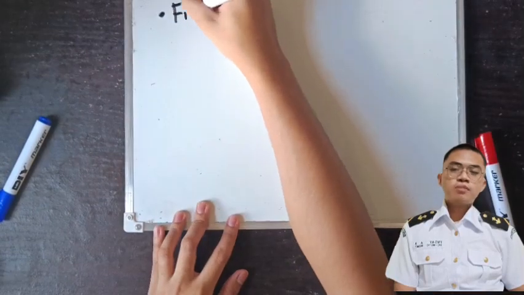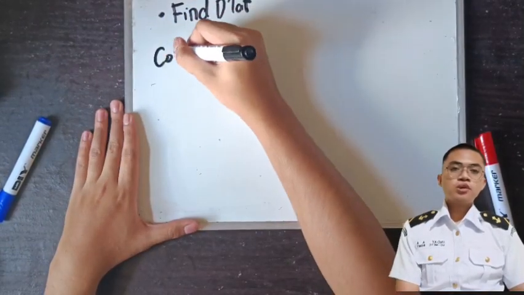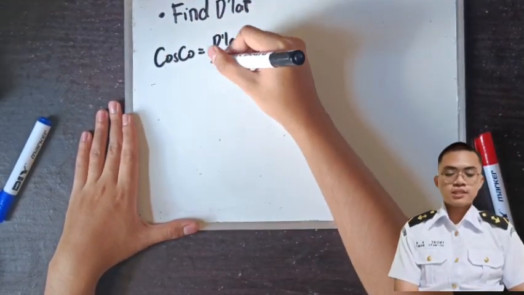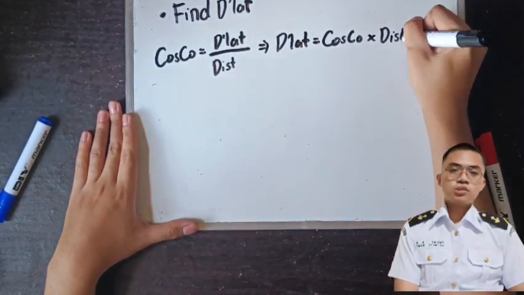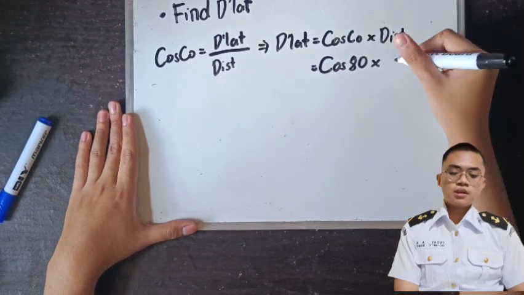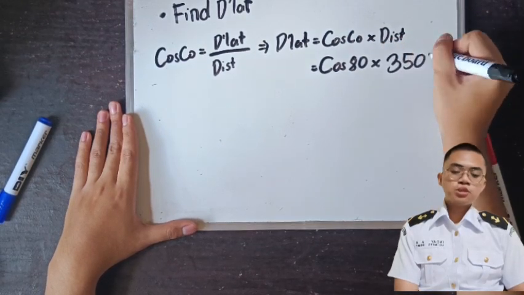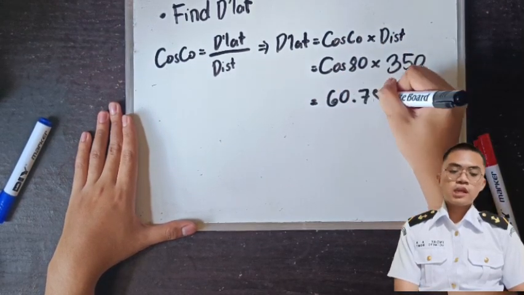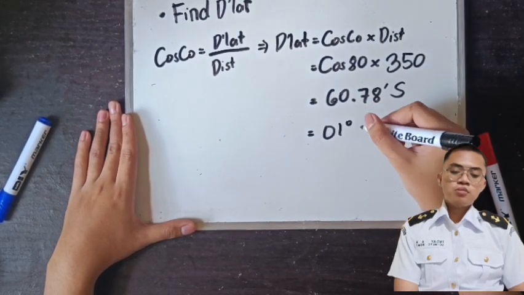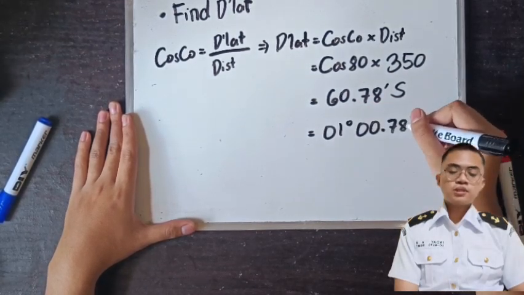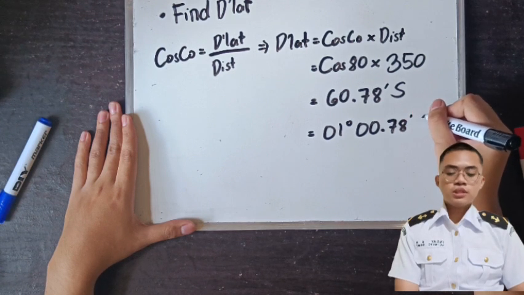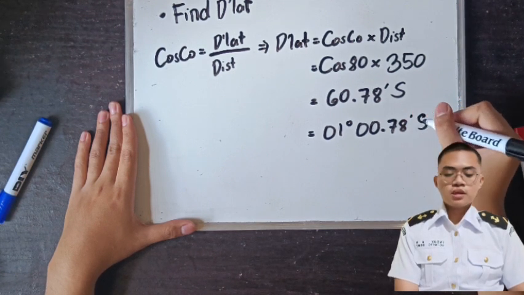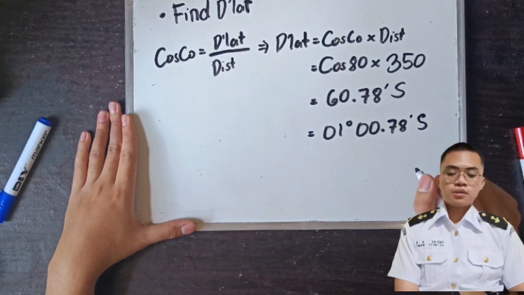We can obtain this by using the formula cosine course is equal to d lat over distance, and changing it into d lat is equal to cosine course times distance. Substituting the variables, we have cosine 80 times 350, which answers into 60.78 minutes south. We can convert it into degrees, and we have 1 degree 0.78 minutes south.